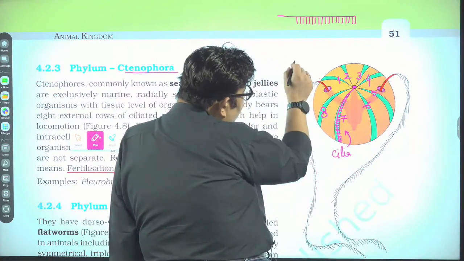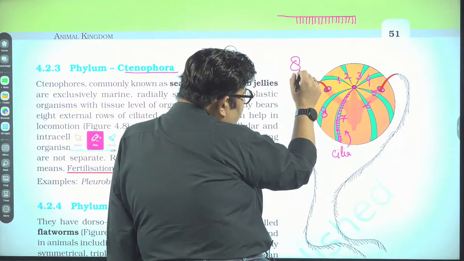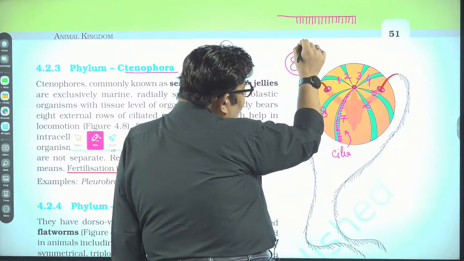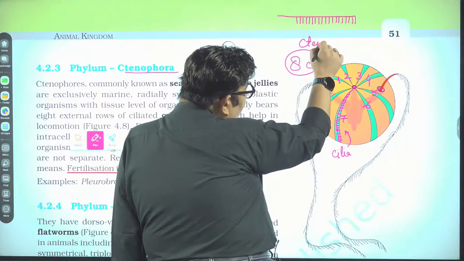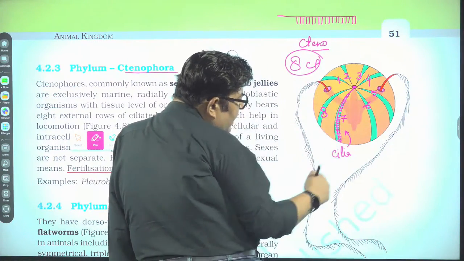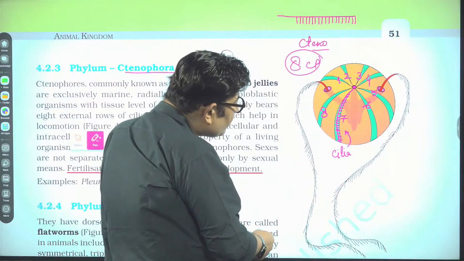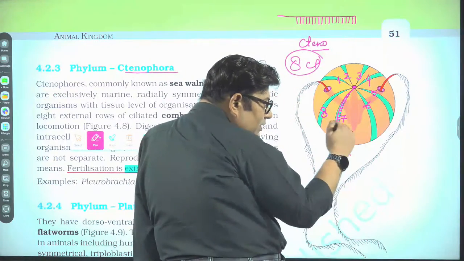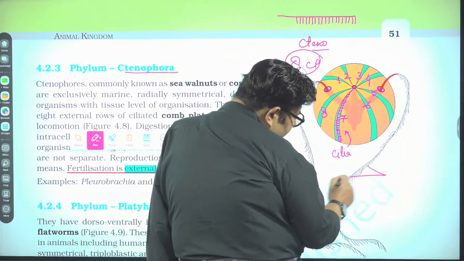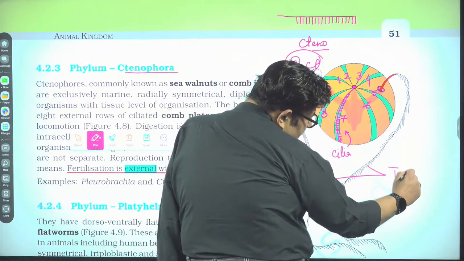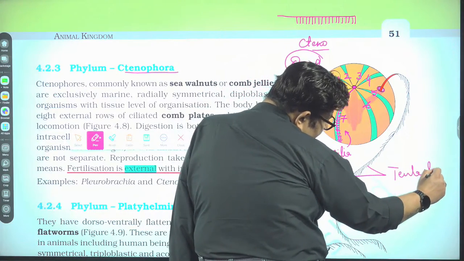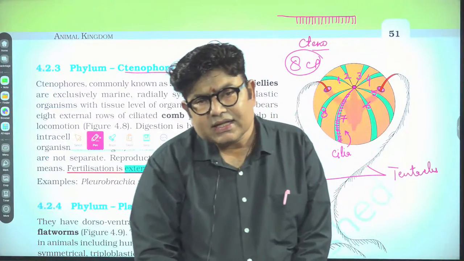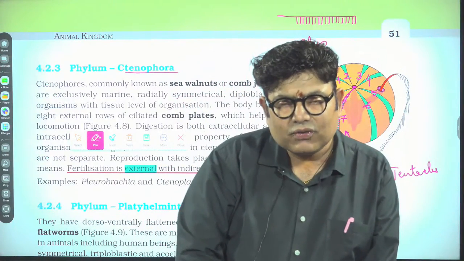They have 1, 2, 3, 4, 5, 6, 7 and 8, a total of eight comb plates. Eight comb plates are a characteristic of Ctenophora. Comb plates are characteristic, and that too the number 8. These are tentacles.